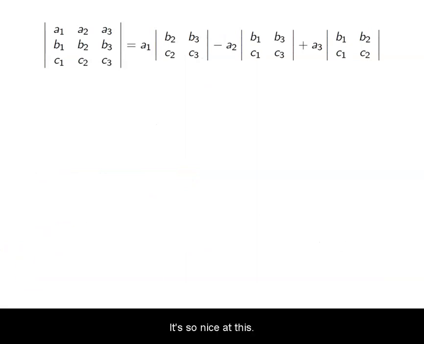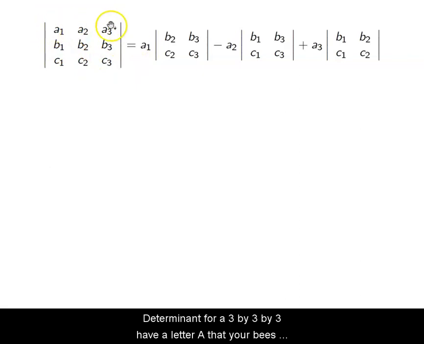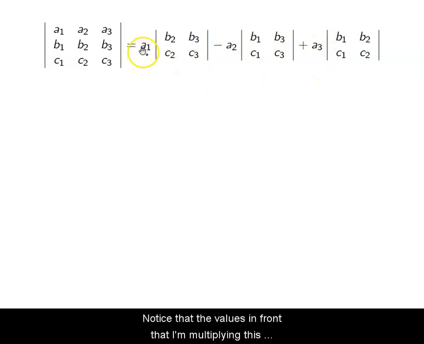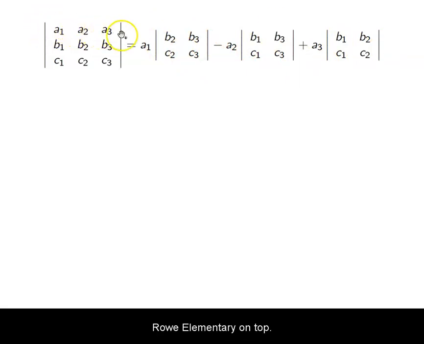Okay. And so notice this determinant for a 3 by 3: we have a vector A, vector B, vector C. They all have 3 elements, so it's 3 rows, 3 columns. I'm finding the determinant. It alternates in sign: positive, minus, plus. Notice that the values in front that I'm multiplying these determinants by are the row elements on top: A1, A2, A3.